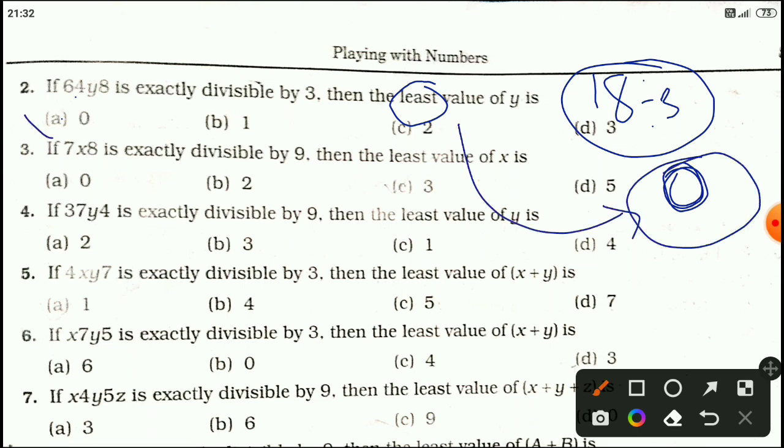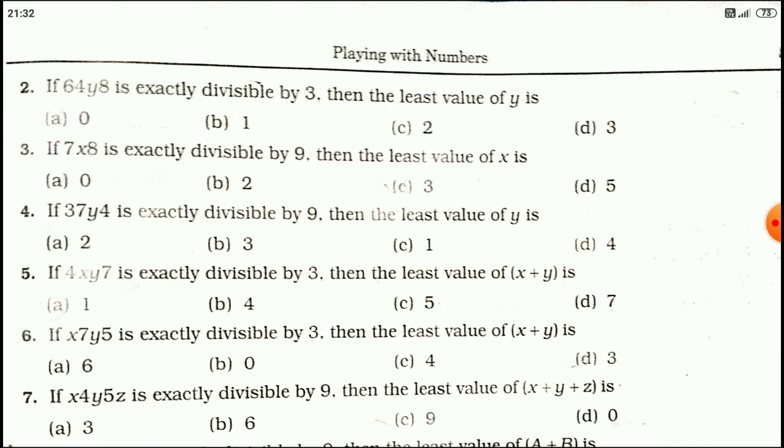So what will the answer be? The answer will be the first, because it is totally divisible, so why would we require more? And here it is also asking about the least, so we don't require any extra value. So the answer will be option number A, that is 0.